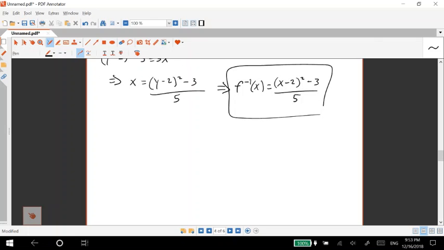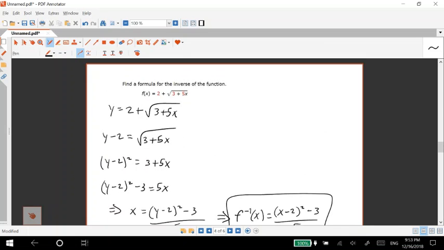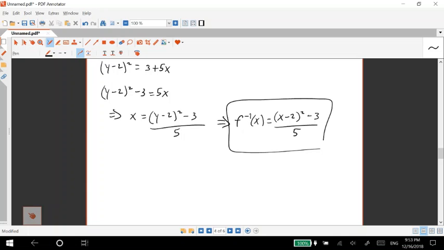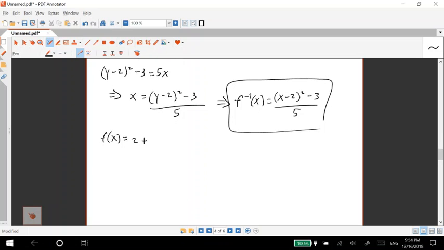For those of you required to prove this by plugging in the inverse function into the original or vice versa, whichever is easier, let's go ahead and do that. So our original function is f of x equals 2 plus the square root of 3 plus 5x. To prove this, let's plug our inverse into that. So we have 2 plus the square root of 3 plus 5, and we replace x with the inverse function.